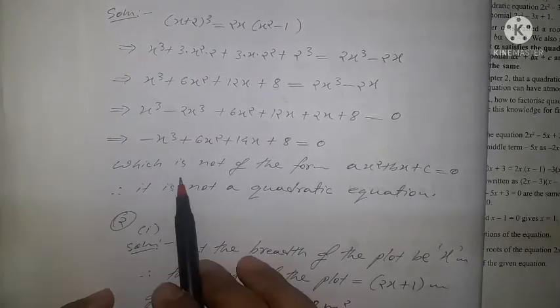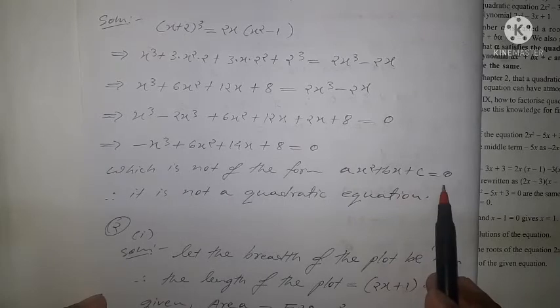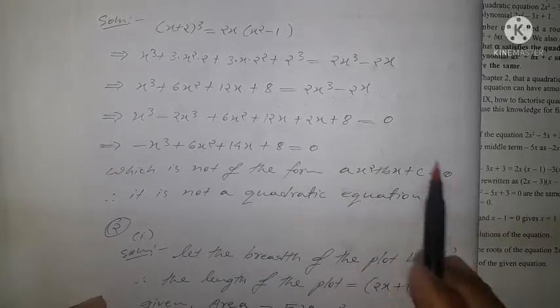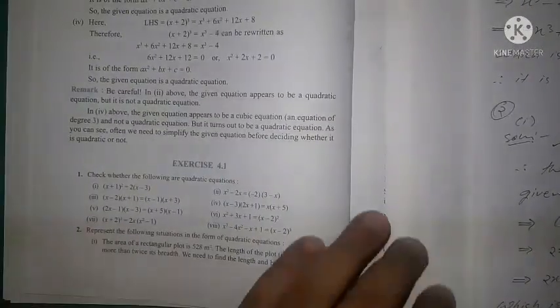So this is not of the form ax² + bx + c = 0. That means it is not in the general form of a quadratic equation. Therefore it is not a quadratic equation. Similarly, you do the rest by yourself.